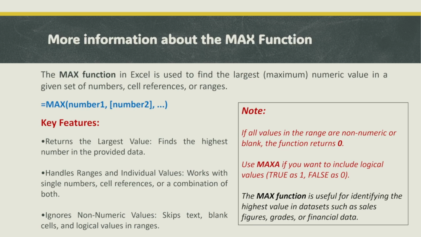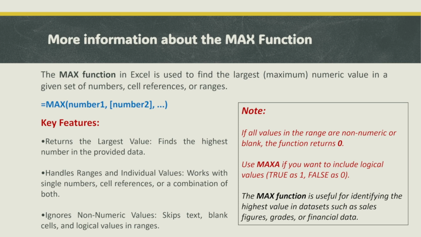The key feature here is that it returns the largest value. That means it finds the largest or the highest value. It handles ranges and individual values. It can work with cell references, and you can pick single values. Then, of course, it ignores non-numeric values. It skips text, blanks, and all those things. And something you need to note is that if all values in the range are non-numeric or blank, the function will return a zero.